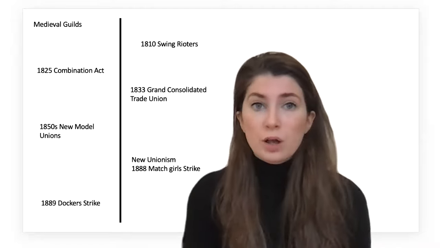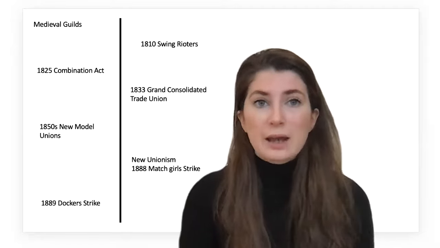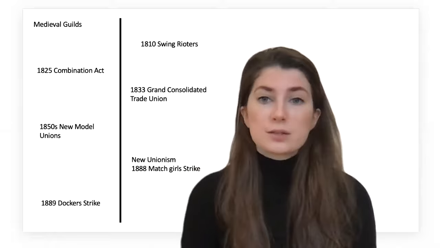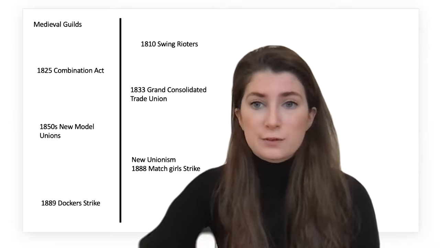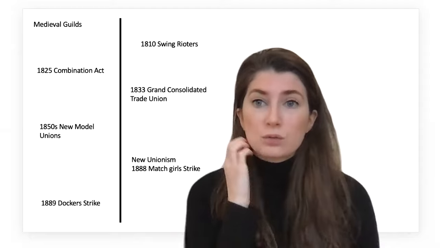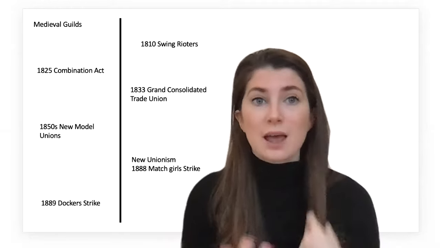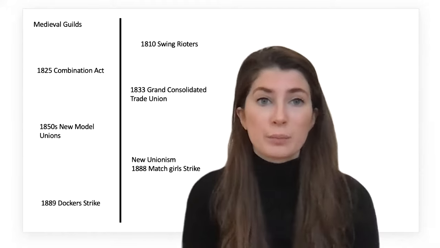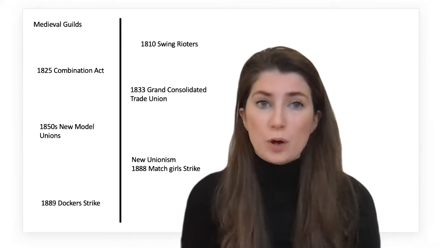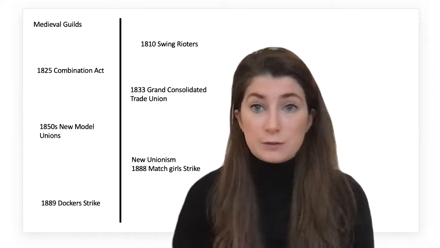Now, moving on, because of this chaos that was caused, the government passed the Combination Act in 1825. Now, this defined the rights of trade unions to solely meet for the discussion of wages, and everything else became illegal. If you remember, this was part of the problem for the Tolpuddle Martyrs in 1834.